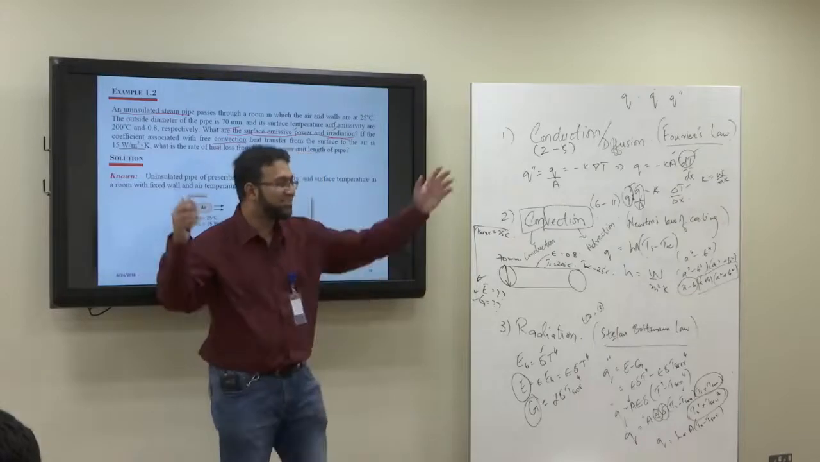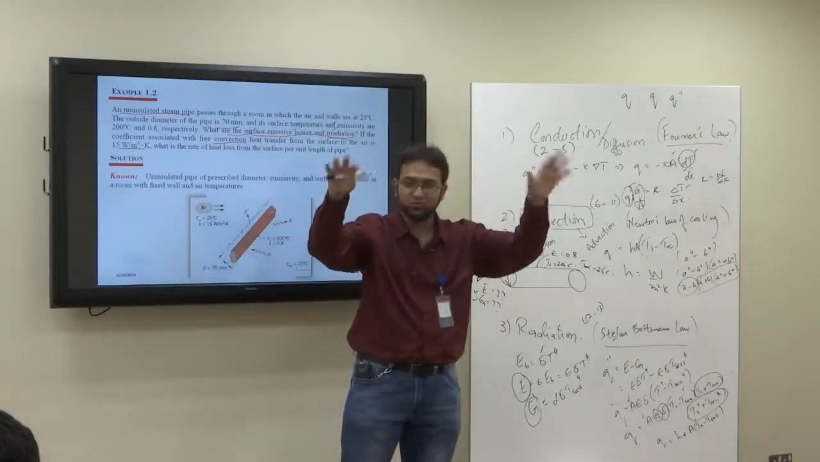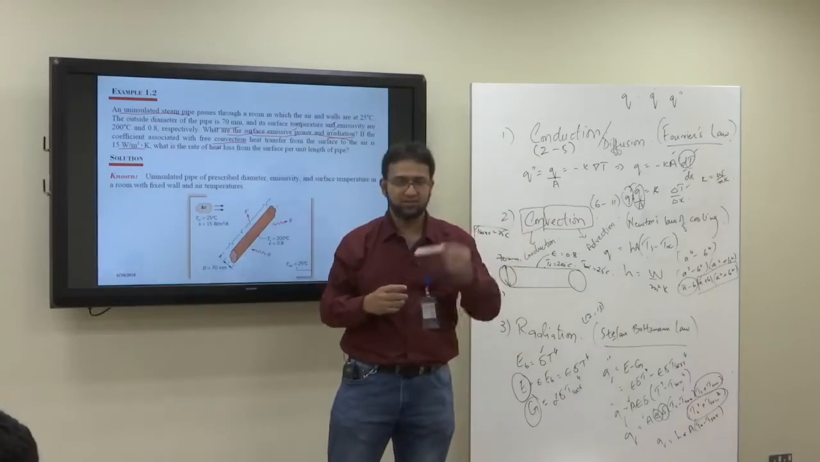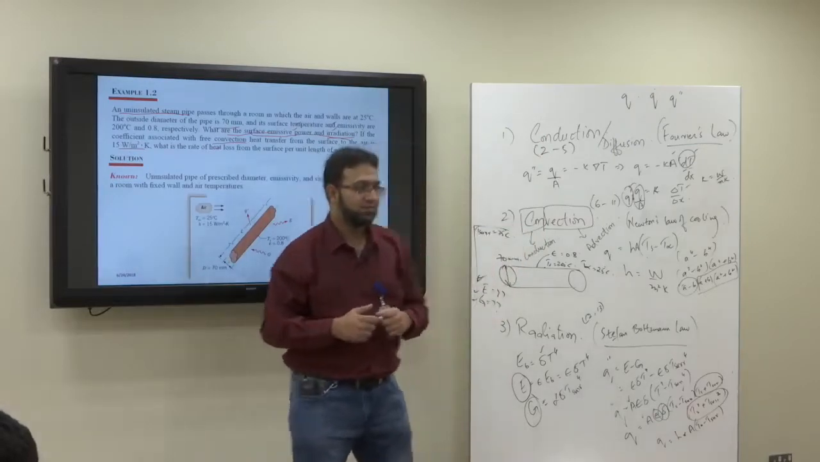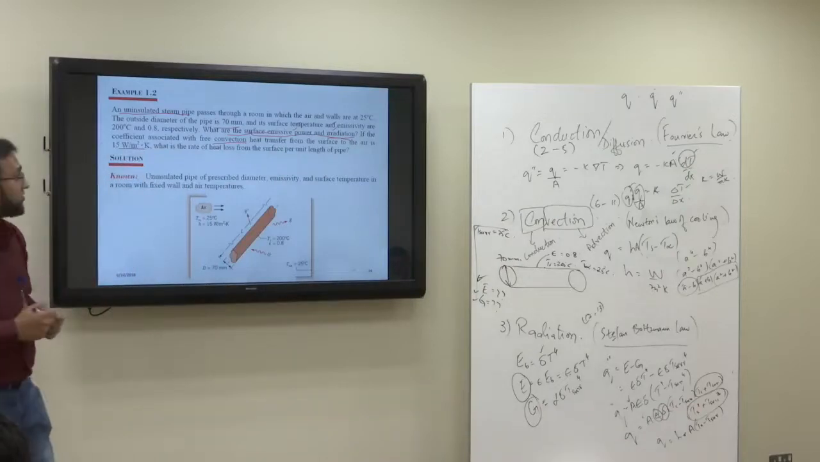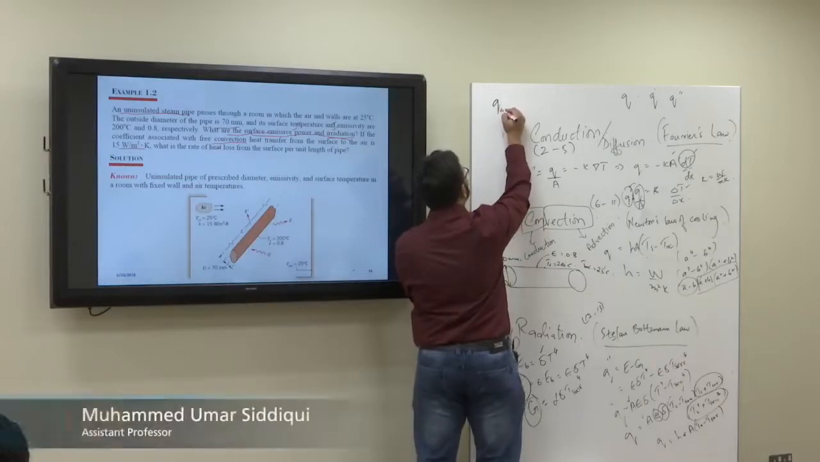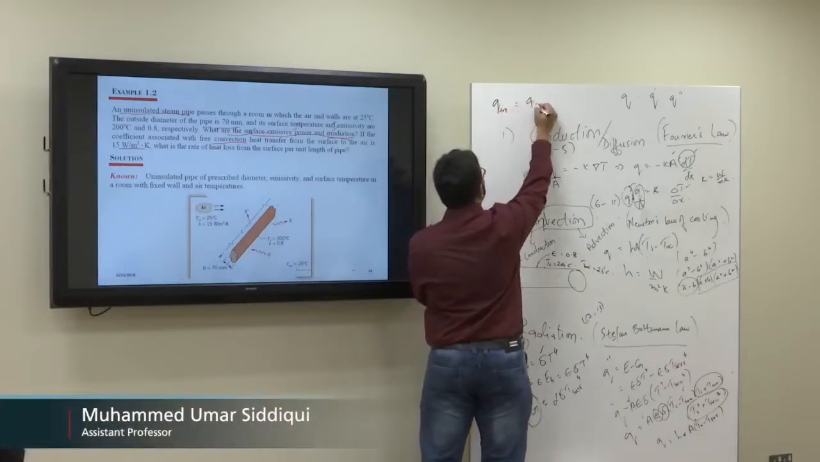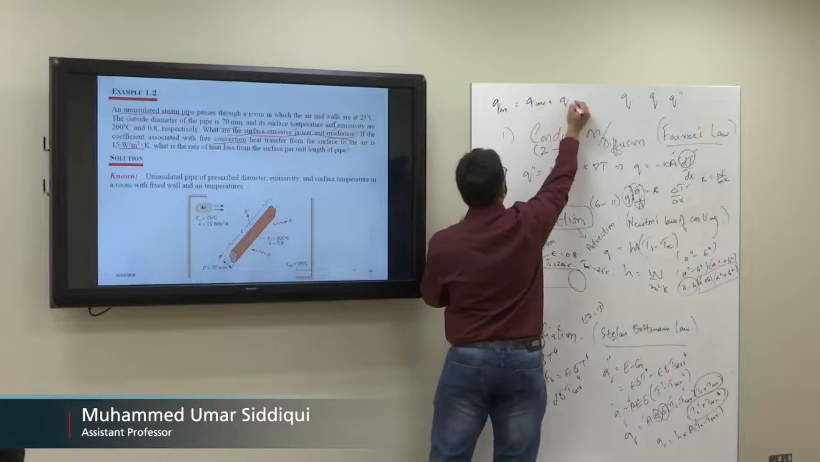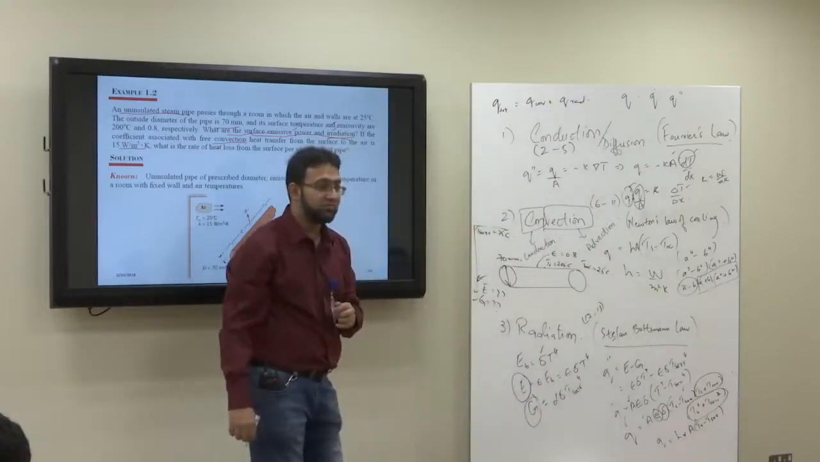Yeah, because we are not considering the end losses. We are just considering what is heat being transferred to the room, okay? And the pipe is in air, okay? So it will be by convection and by radiation. So the total amount of heat transfer will be what? So Q total will be Q convection plus Q radiation, right? That will be the total heat transfer.